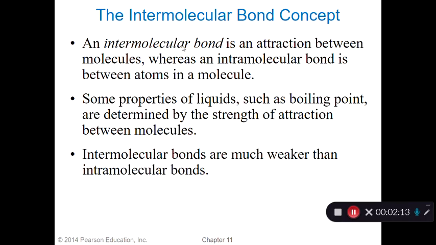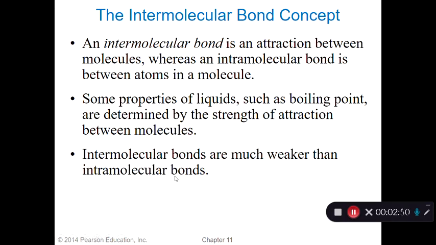When we say bonds, it means we are talking about intramolecular forces, like a covalent bond or ionic bond. So in this chapter, we prefer to call it an intermolecular force, and we are talking about these forces in this chemistry class. Intermolecular forces are much weaker than bonds, covalent bonds and ionic bonds.